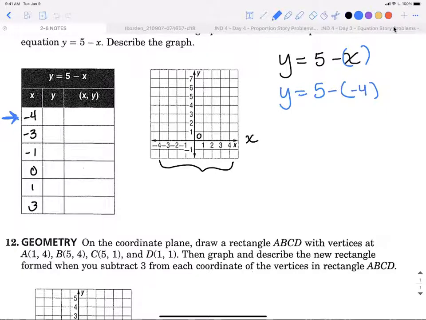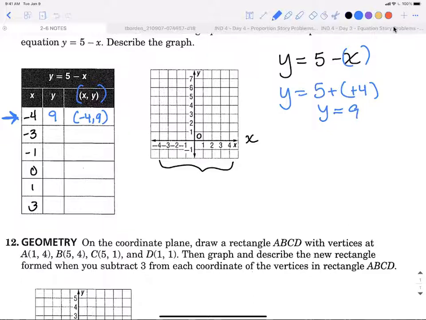Now we've done this, right? A minus and minus does what? Yes. We multiply the negative times the negative and we get a plus. So when x equals -4, y equals 9. So I come back over to my table and I put a 9 here. And then notice the next spot on the table, they want you to write that x and y as an ordered pair. So I'm just simply going to write -4, 9, because that's the ordered pair that is created when I feed a -4 through that equation.